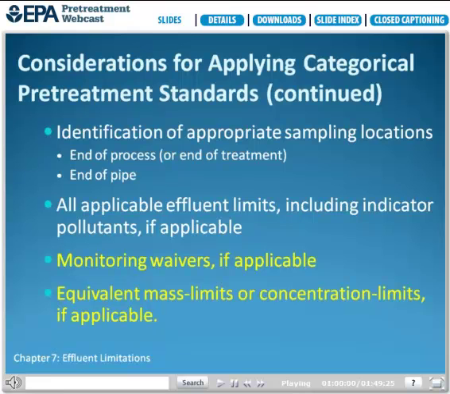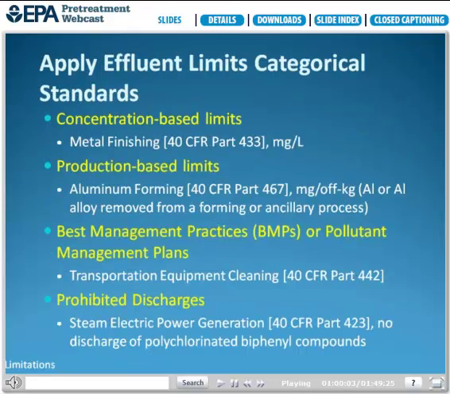If the control authority has classified a user as a CIU, the control authority is reminded that the categorical standards can be concentration-based, production-based, or can be based on a BMP. Concentration-based limits are the most common type of categorical limits and are the easiest to implement. Production-based standards require much more information and are normally expressed in terms of allowable pollutant mass per unit of production.